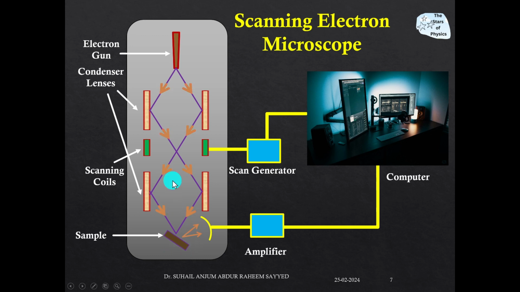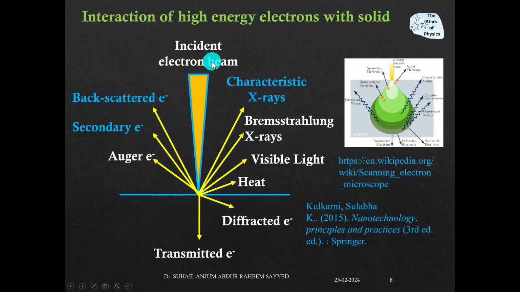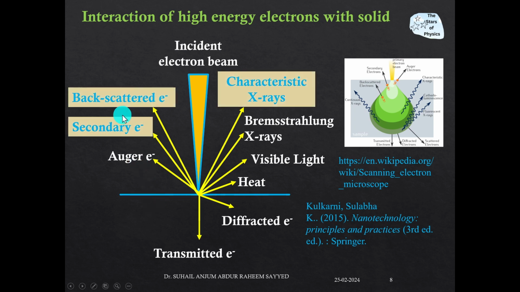There will be different emissions once we make these electrons incident on the sample. Out of them, only the selected emissions are detected here, and after amplification they are given to the computer to generate the scanning electron microscope image. When we make this electron beam incident here, there are different types of emissions, shown over here. Out of all these emissions, only the secondary electrons, backscattered electrons, and the characteristic X-rays, these three are important.